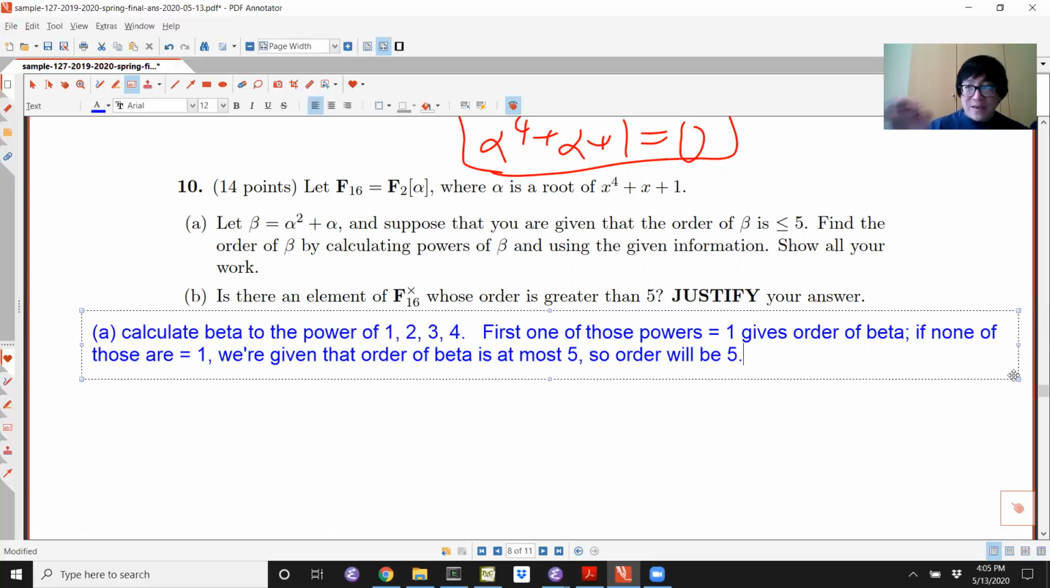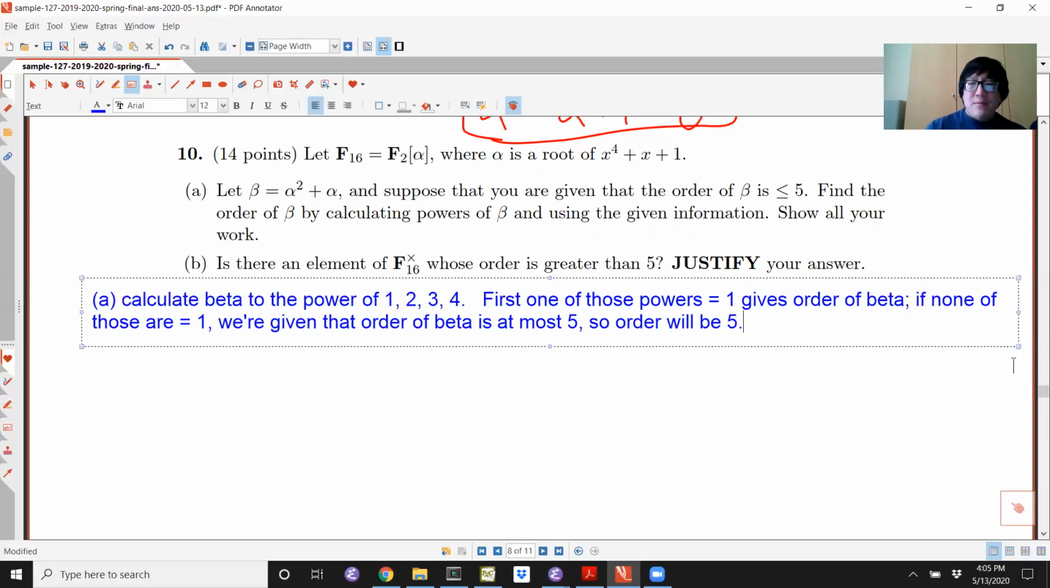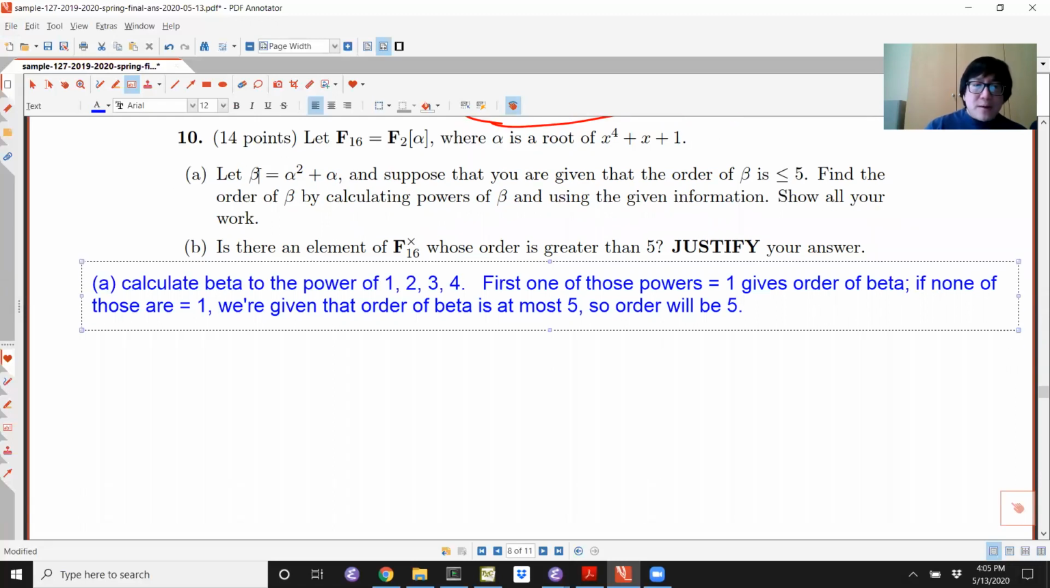Before we do any calculation, I do want to emphasize that all you have to do is calculate beta to the 1, beta squared, beta cubed, beta to the fourth, and see if any of those are equal to 1. If none of them are equal to 1, then since we know that the order is at most 5, we just say, oh, beta has to have order 5. But actually, we'll see what happens. Does that make sense as a beginning for this problem? You don't have to sit there and calculate powers of beta forever. You just have to go up to 4 because we're given the order is at most 5. Does that make sense? Again, that's the definition of order.